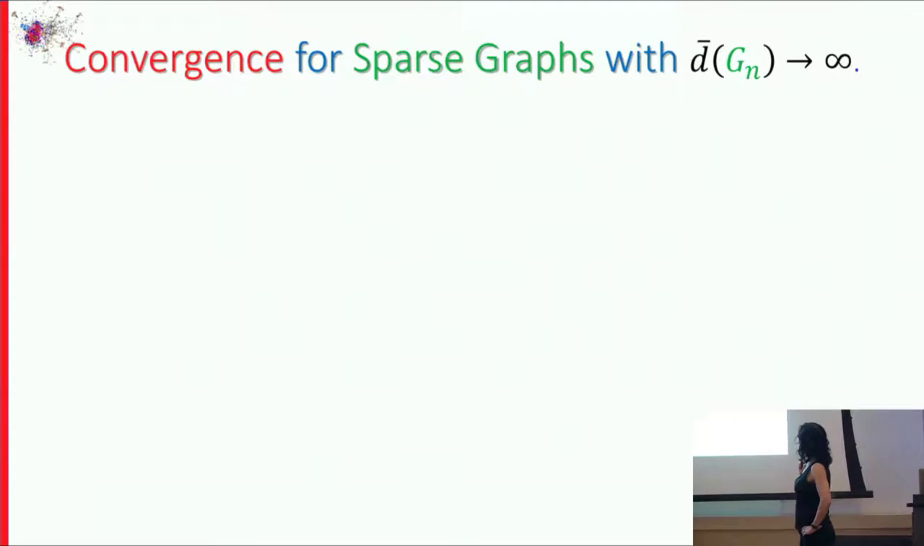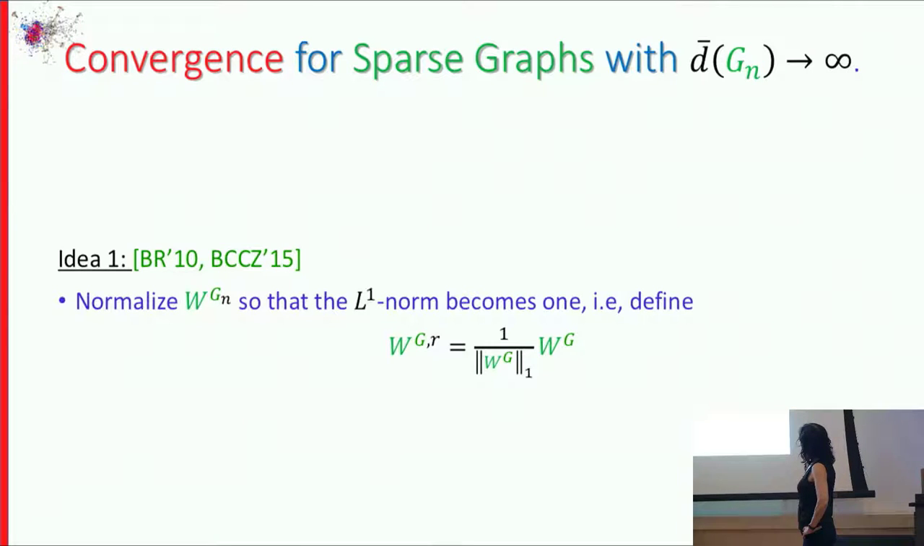Okay, so convergence of sparse graphs. Okay, there are two different notions. The first notion was due to Bollobás and Riordan, though we generalized theirs. And the second notion was due to us and Henry Cohn and Yufei Zhao. So divide through by the density. Okay, since the density is going to zero, just divide through by it and see what's left.